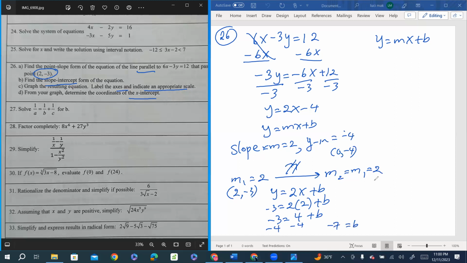So the equation of the line that's parallel to the given line is y equals 2x minus 7. That's the answer for the first part. Let me just check. I don't want to continue with the wrong answer. This was 26. What do they want? Slope-intercept form. Oh, part A wanted point-slope form. So this is part B. B is y equals 2x minus 7. I'm sorry. So for part A, we want to have point-slope form, and this one is slope-intercept.